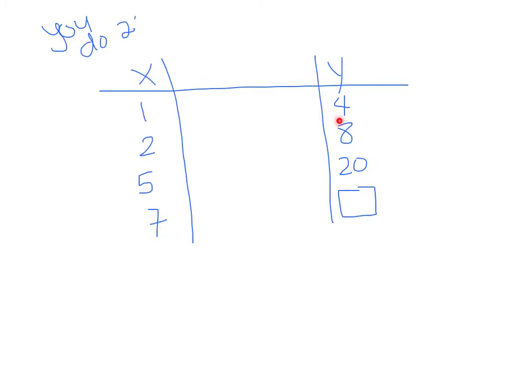When x is 1, y is 4. When x is 2, y is 8. When x is 5, y is 20. And if that's the case, then figure out the key so you can find out when x is 7, what is y. So go ahead and ponder it a little bit, push pause, figure out what it is.